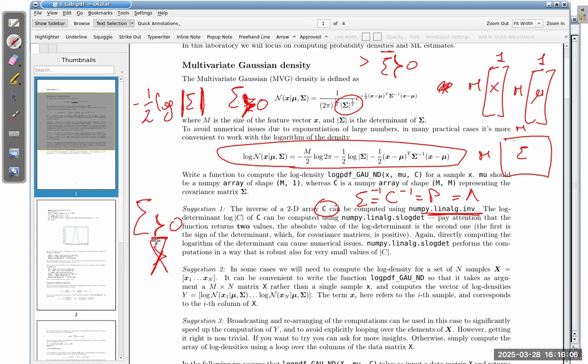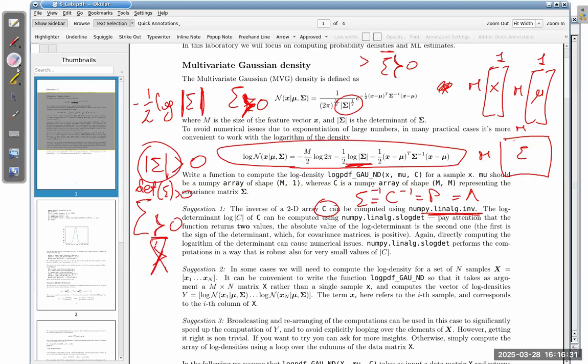Then the determinant of sigma will also be greater than 0, so whether we take the absolute value or not doesn't matter. But we still need to compute the determinant of sigma. Again, here we take the logarithm of the determinant.